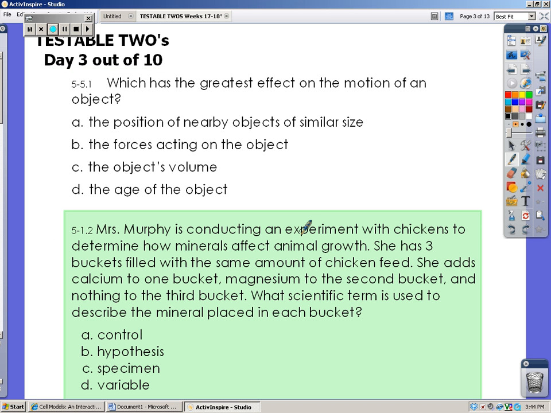Miss Murphy's conducting an experiment. She wants to check on the animal's growth. That's her dependent variable. And she has 3 buckets filled with the same amount of chicken feed. She adds calcium to one, magnesium to another, and leaves the third one alone. What scientific term is used to describe the minerals in each of these buckets? That would be the independent variable in this experiment, the thing that I'm changing. The independent variable is the thing that is changed in the experiment.